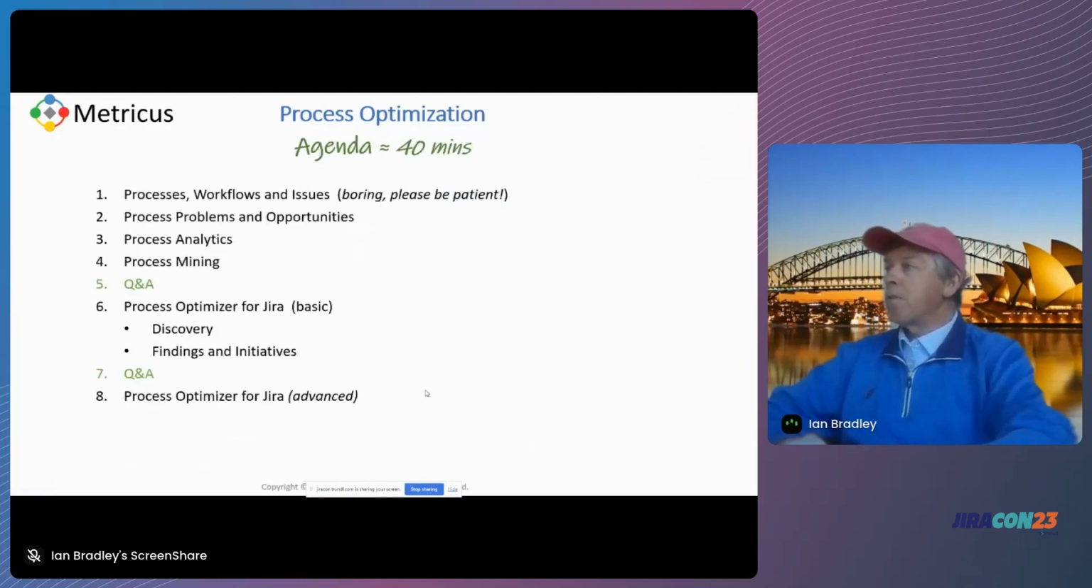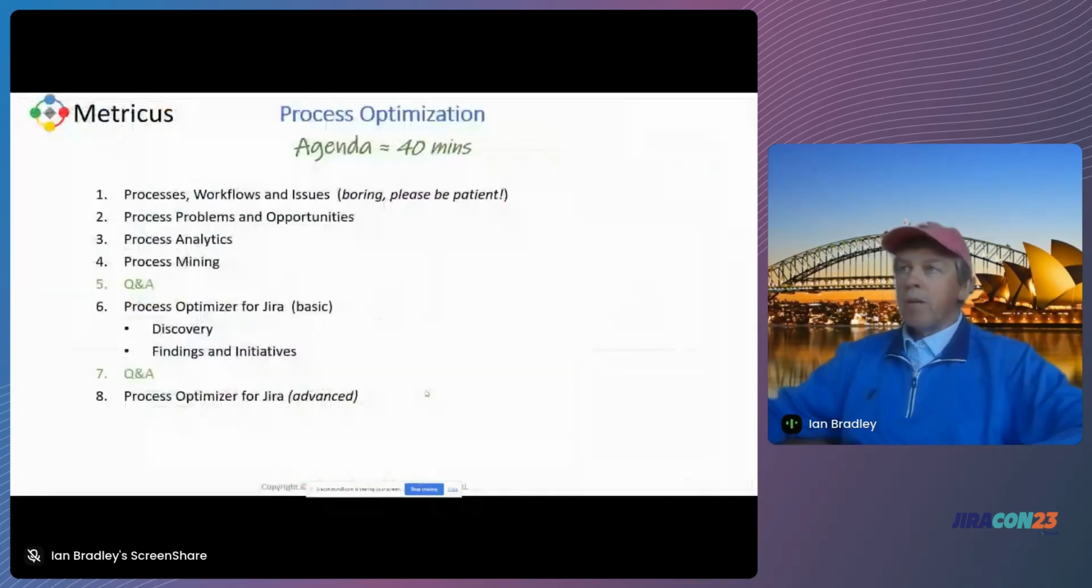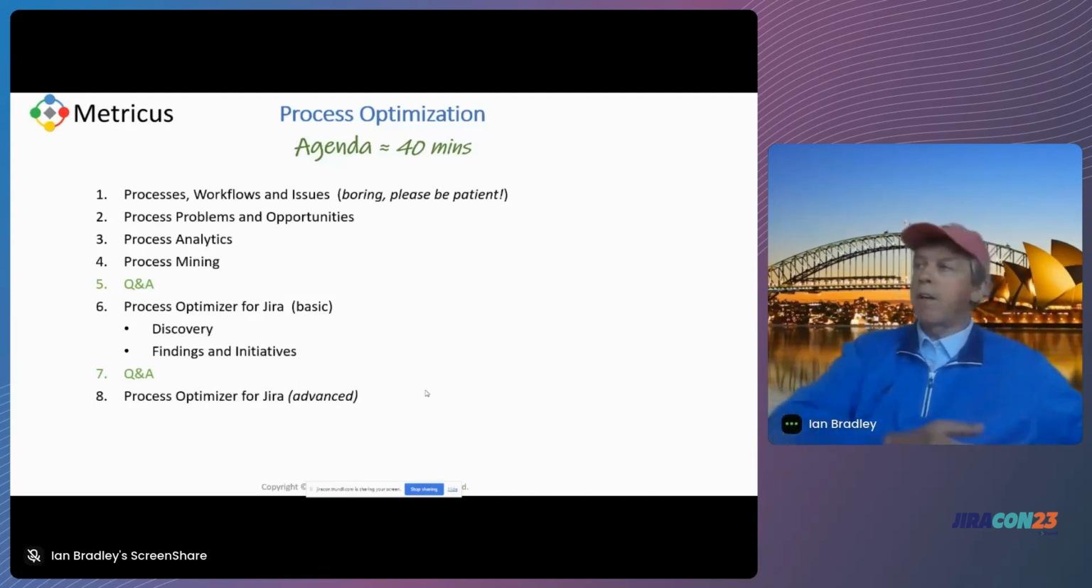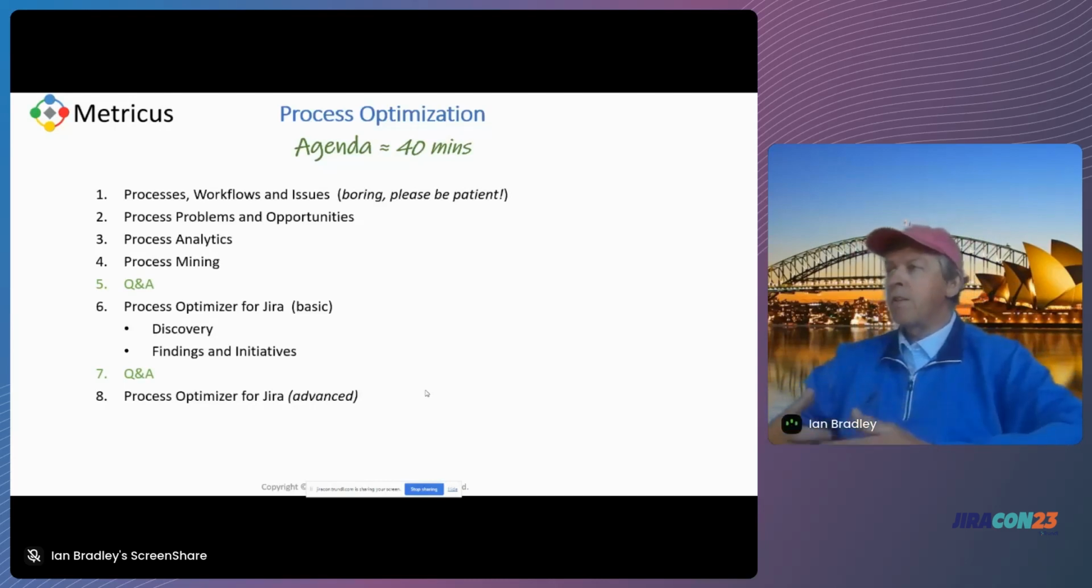Agenda. We'll try to go for about 40 minutes. We will start with some boring stuff, so please be patient, maybe a few minutes, but we've got to get some terminology right around processes, workflows, and issues. Different enterprise systems, Jira, ServiceNow, et cetera, have nuances of the definitions. So let's just get on the same page. Then we get into, what are some of the problems in processes? Problems create opportunities, and the opportunities enable us to then optimize.